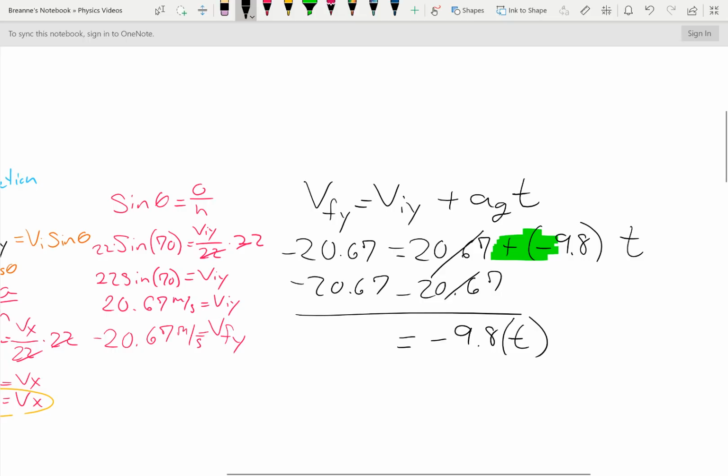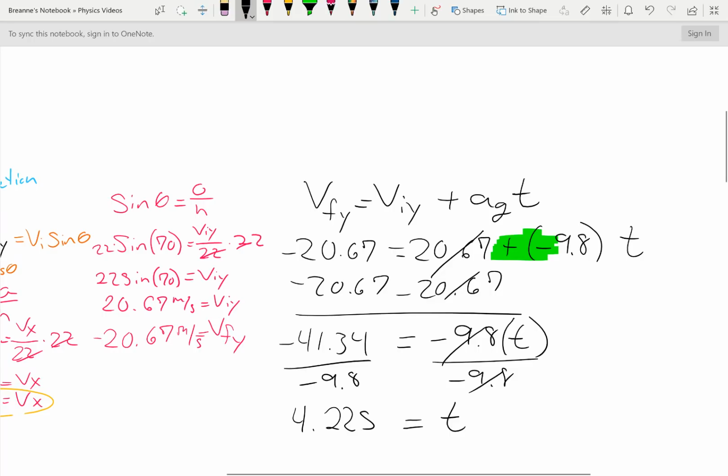And then you have a negative 20.67 minus a 20.67. So that gives you a negative 41.34. To get t by itself, you divide, and this is why your 9.8 has to be negative, because if not, you end up with a negative time. Can you get a negative time? Hopefully you say no. And your time is 4.22 seconds.